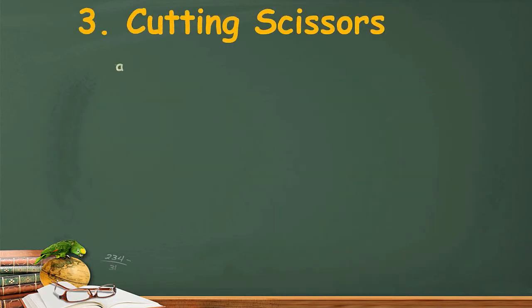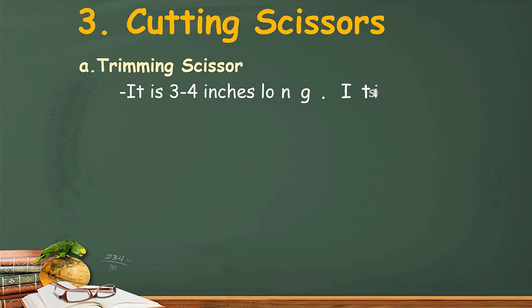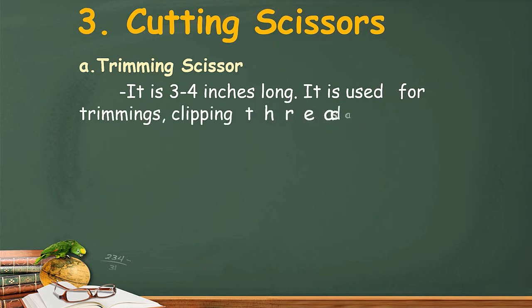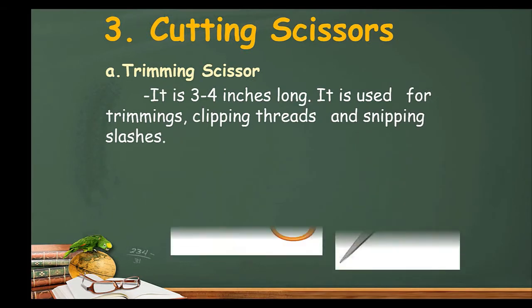Number 3. Cutting scissors. We have 3 classifications of cutting scissors. We have the first one, which is the trimming scissor. It is 3 to 4 inches long. It is used for trimmings, clipping threads, and snipping slashes.